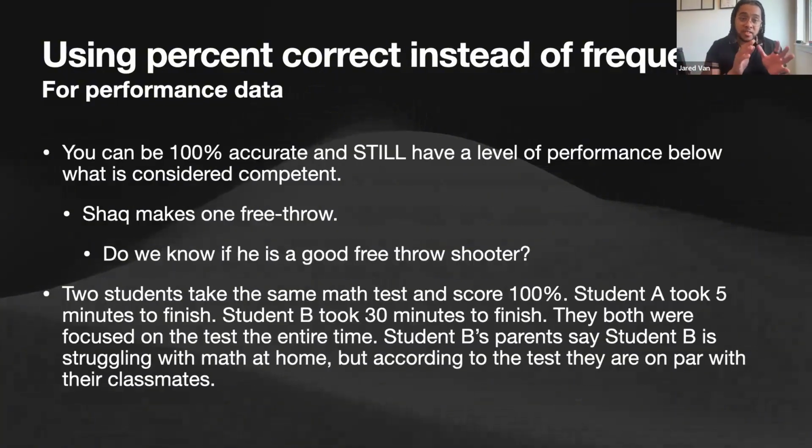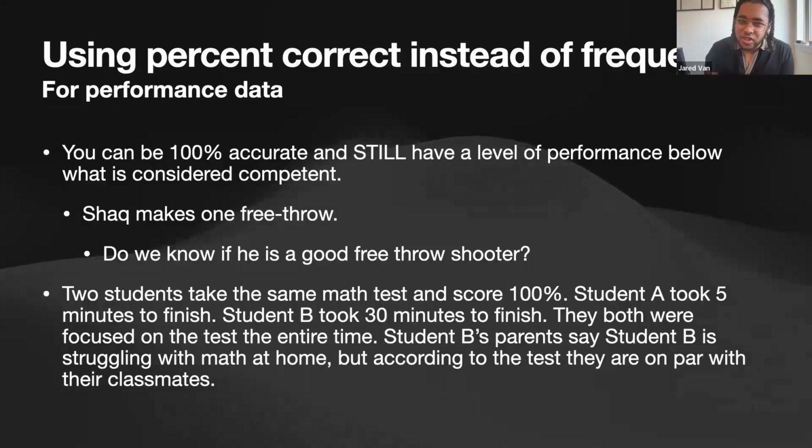Now, you can still be 100% accurate and have a level of performance below what is considered competent. For instance, if Shaq makes one free throw, is he a good free throw shooter? Do we know if he's a good free throw shooter? Well, he's 100% accurate.